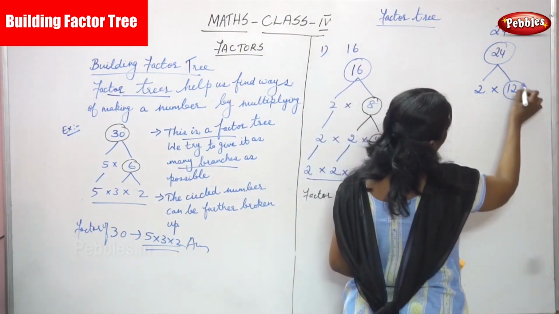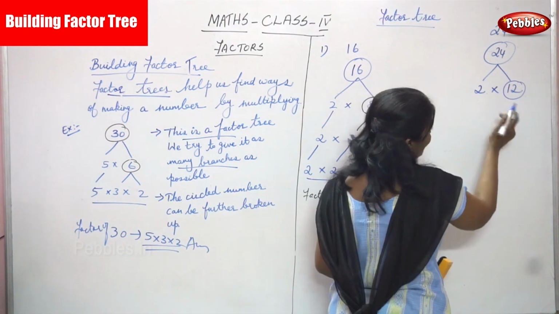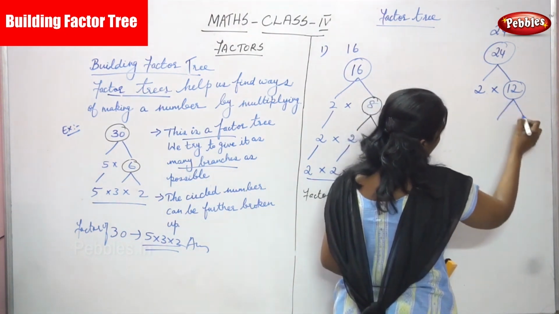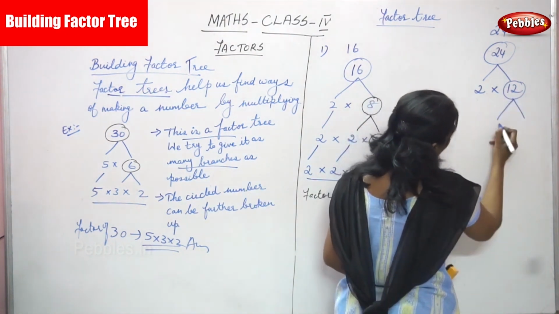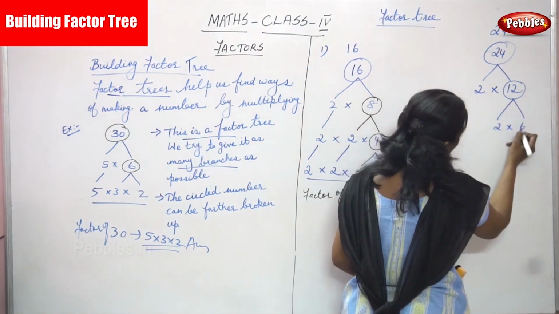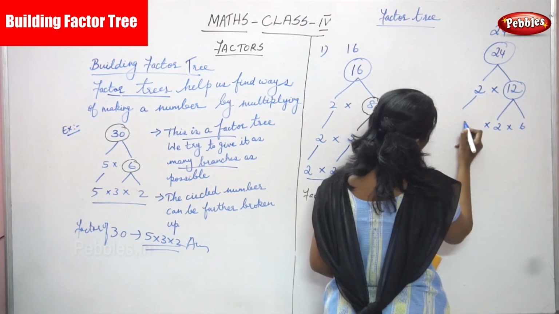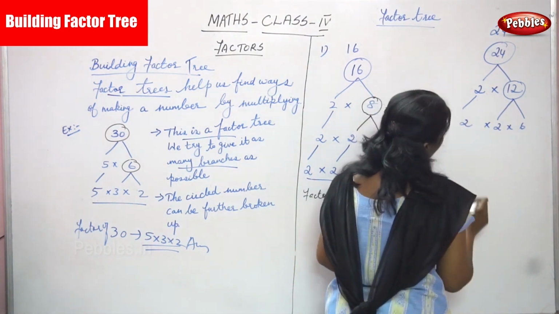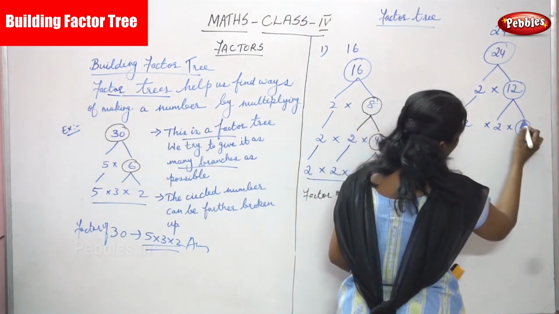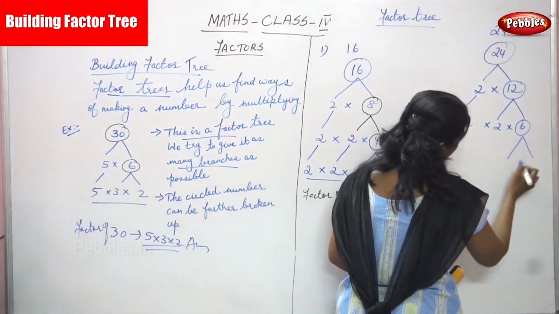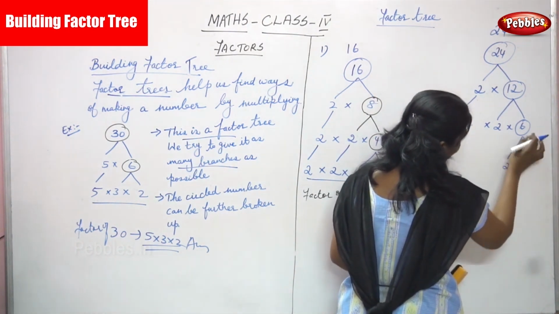So after that what I am going to do? I have to circle the 12. That means I'm going to find the factor of 12. 2 into 6. So I have to put a multiplication and you have to bring down this particular number 2. Now again I have to circle the 6. That means I have to find the factor of 6.